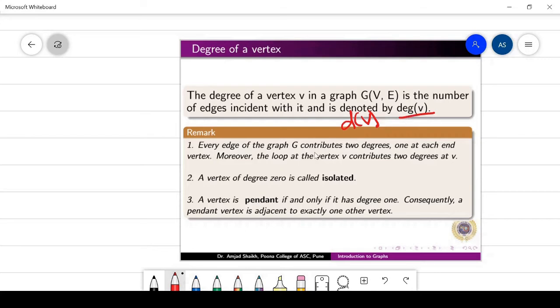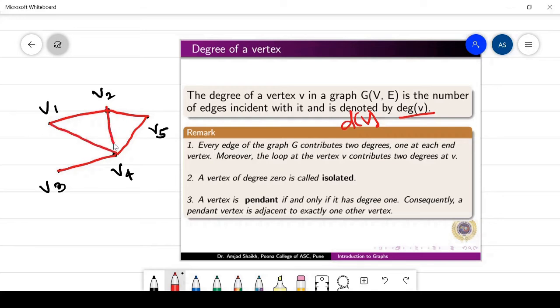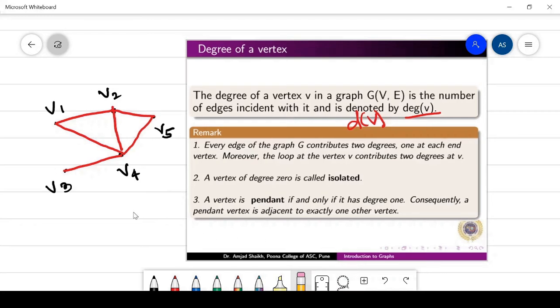Both we can use. As a remark, every edge of the graph G contributes 2 degrees, one at each end vertex. Moreover, a loop at a vertex contributes 2 degrees at V. Example, we take a graph with V1, V4 and V5. Let's join this by an edge. That's fine. So let's consider this graph.